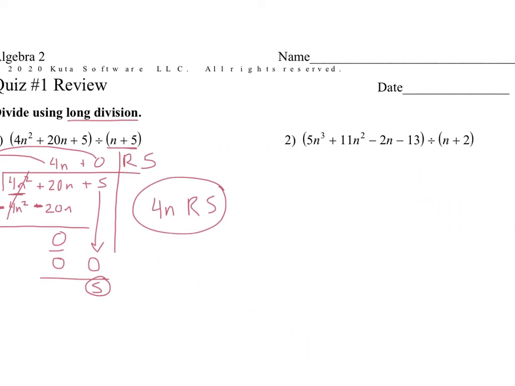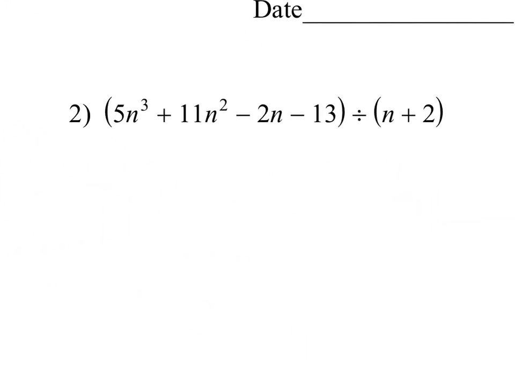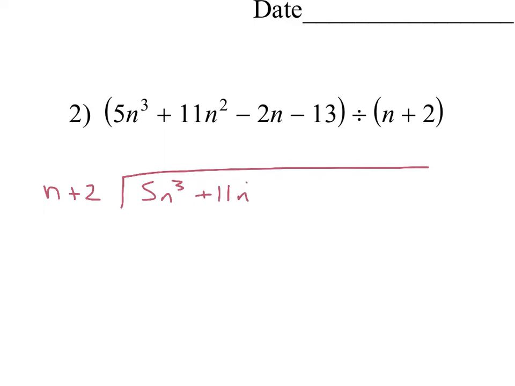Okay, so now let's do number 2. What are we going to write first? N plus 2. And then what goes on the inside? 5n cubed plus 11n squared minus 2n minus 13. So now what times n gives us 5n cubed? 5n squared.